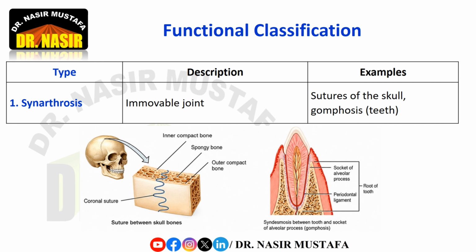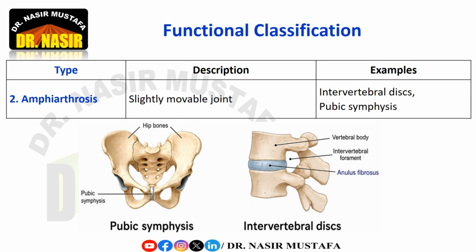Amphiarthrosis joints are slightly movable joints. They allow limited movement, which provides both stability and flexibility. Examples include the intervertebral discs, which connect the vertebrae of the spine, and the pubic symphysis, which joins the two hip bones at the front of the pelvis.